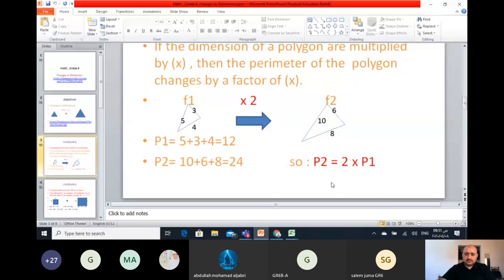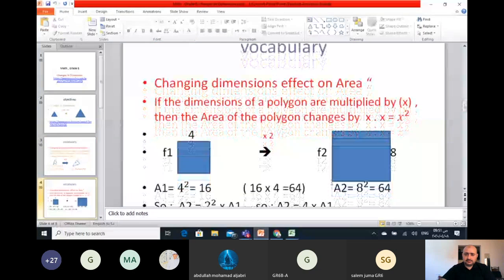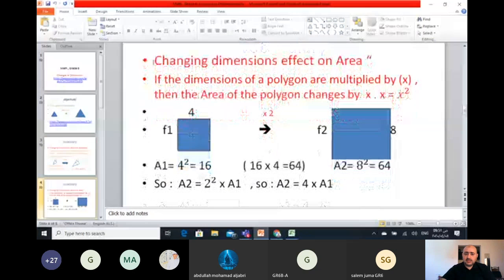The second case: changing dimensions, effect on area. If the dimensions of a polygon are multiplied by x, then the area of the polygon changes by a factor of x squared, or x exponent 2.